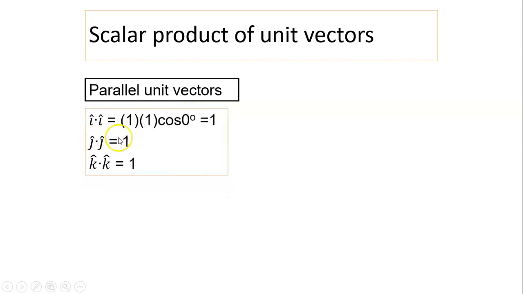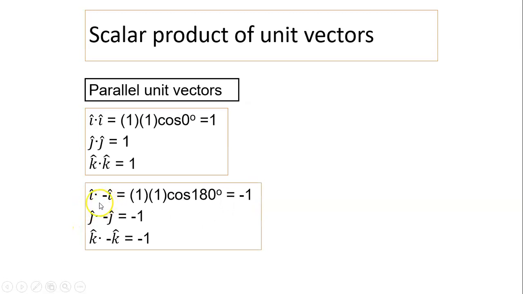Okay, let's take a look. i dot i is the size of i times the size of i, which is 1 times 1, because it's a unit vector. The angle between the two vectors is 0, and cosine 0 equals 1, so the answer is 1. Similarly, j dot j is also 1, and k dot k is also 1. What if it's i dot negative i? The angle between i and negative i is 180, and cosine 180 is negative 1. So i dot negative i is negative 1, and the same goes for j dot negative j and k dot negative k.